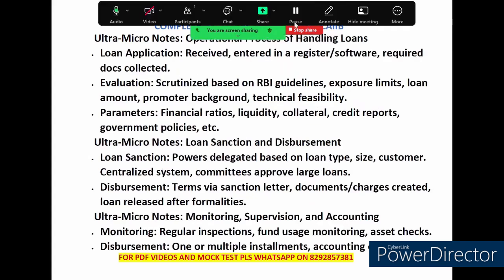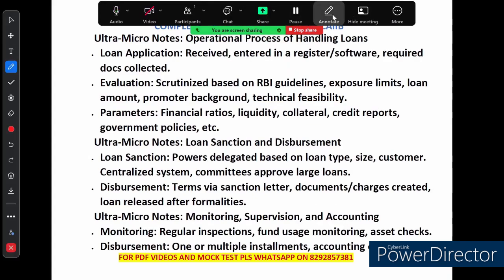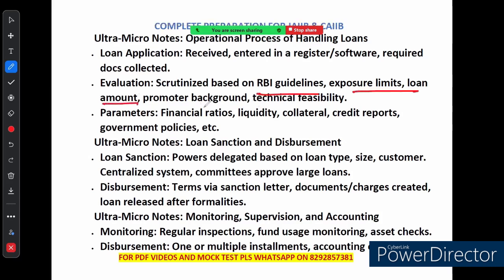Now let's talk about the operational process of handling loans. See, the first thing is loan application. Whenever someone applies for a loan, their details are entered into the system and necessary documents are collected. The loan is evaluated based on factors like RBI guidelines, credit report and collateral. Right, RBI guidelines, exposure limit, loan amount, promoter background, technical feasibility. On this basis evaluation is done. The second thing is loan sanction and disbursement. Different people or committees approve loans based on the type and size of the loan. Right, power is delegated based on loan type and size, obviously. After approval, the loan is released once all formalities are completed. That is called disbursement. Terms are set by the sanction letter, document charge is created, and the loan is released after formalities.